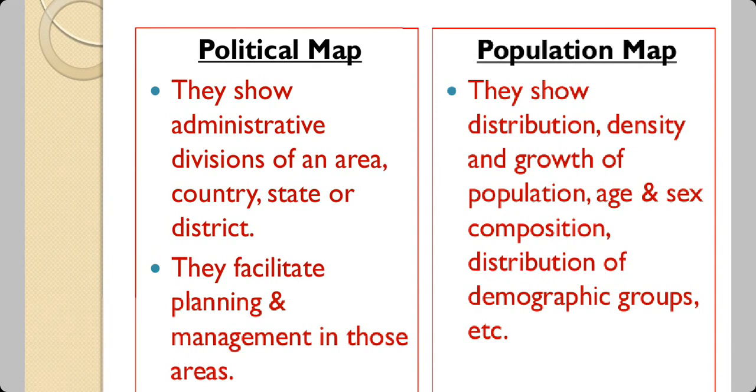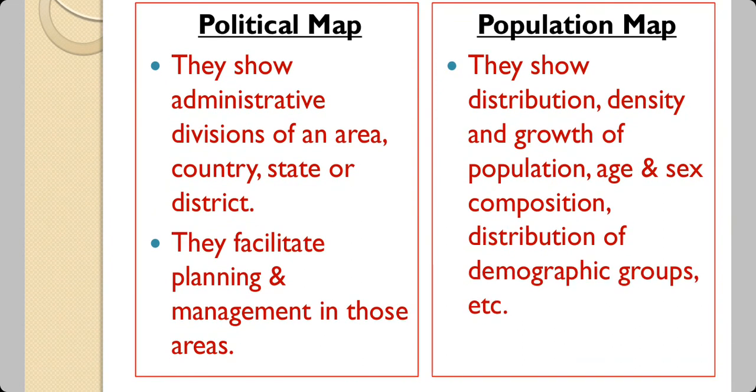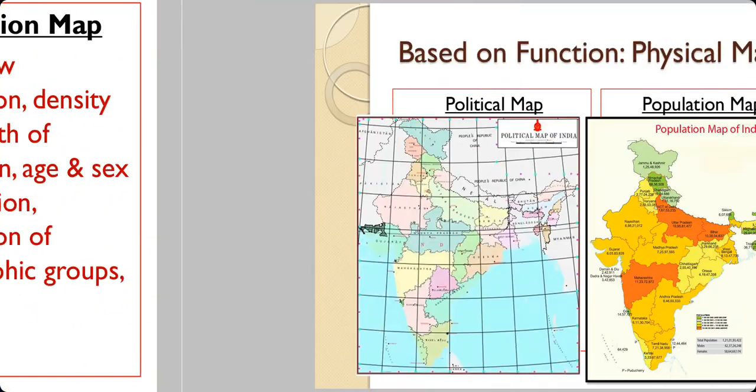In the political map, they show the administrative divisions of an area. The area can be a country or a state or a district or even a tehsil. They facilitate planning and management of those areas. And in the population map, they show information related to population, such as distribution of population density and growth, the age and sex composition of a population, the distribution of demographic groups like language, like religion, etc.